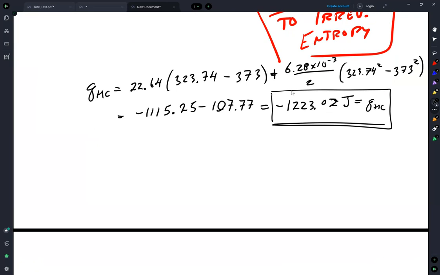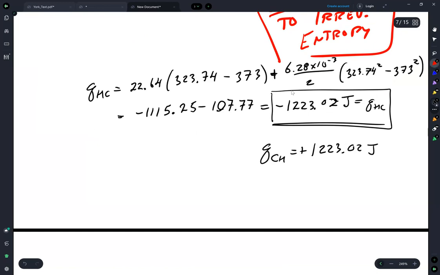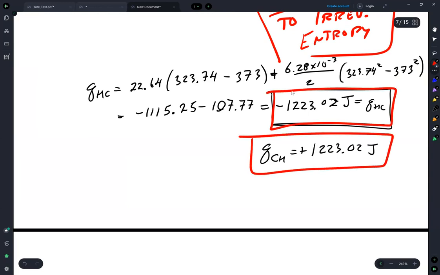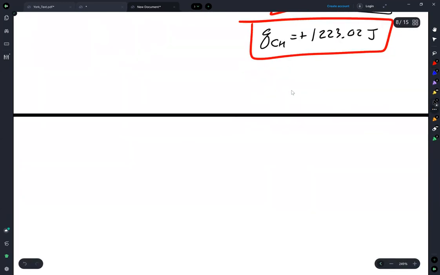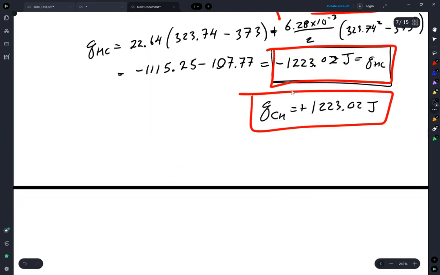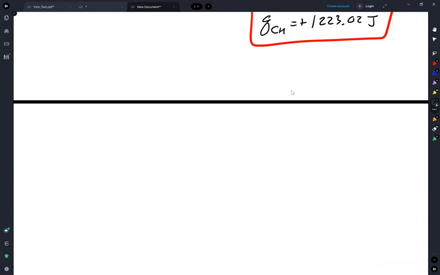And that means that QCH is equal to plus 1223.02 joules. Okay, that's useful, but that's not giving us the entropy. What gives us the entropy is the fact that, well, it's temperature dependent. And let me show you what I mean.